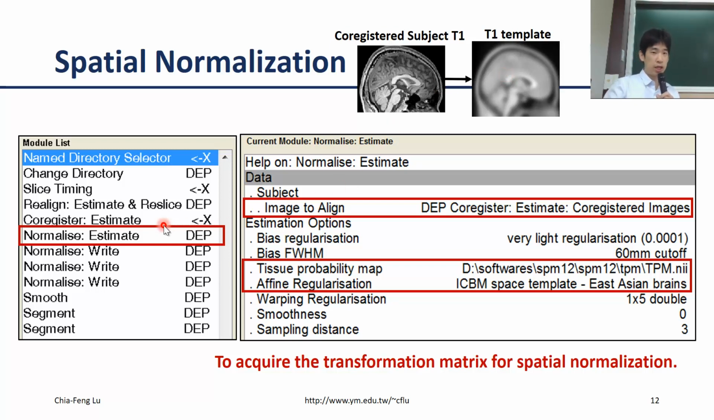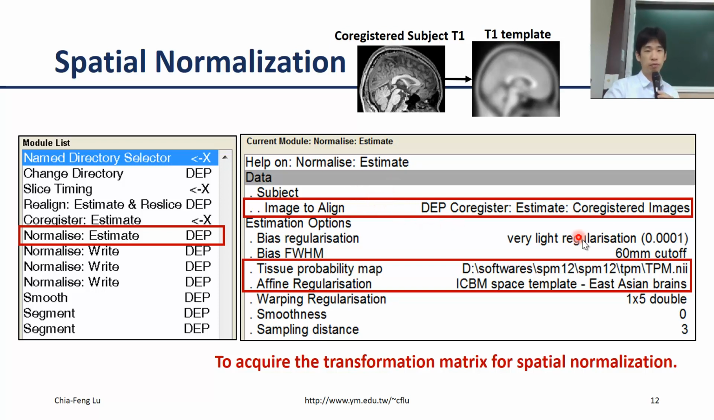So in this step, what kind of parameters do you need to set up? The very first one, again, is to specify which imaging will be used to estimate the transformation matrix. But this is the transformation matrix for spatial normalization, not for image co-registration. Okay? And again, we use the file dependency here. So we use what is output from the co-registration step as the input file for the image normalization.